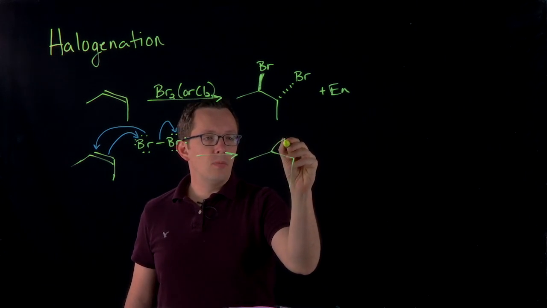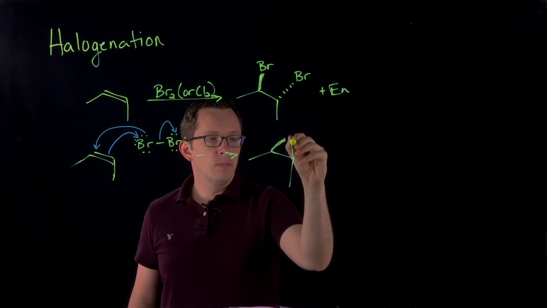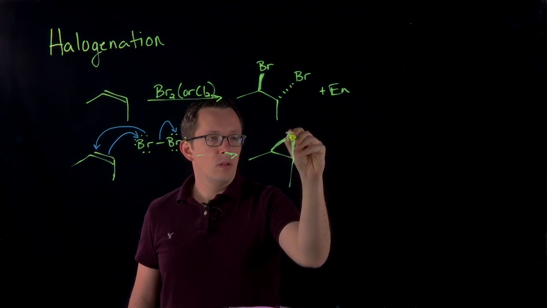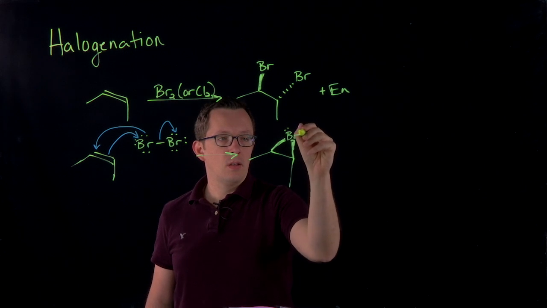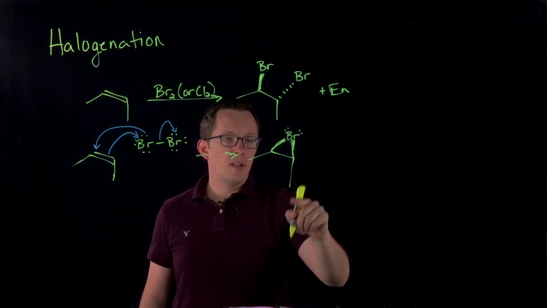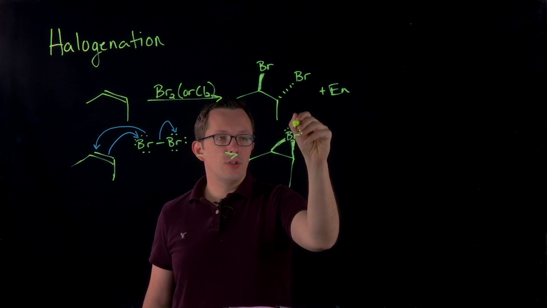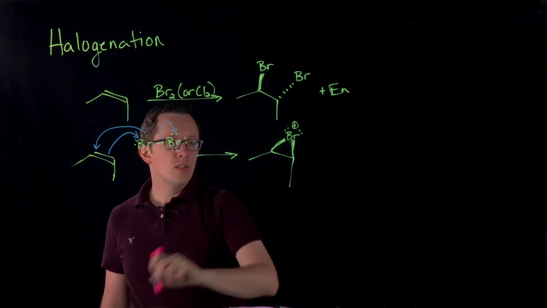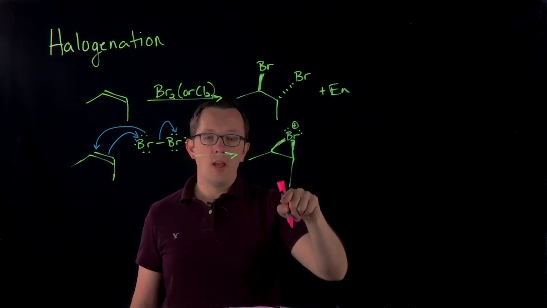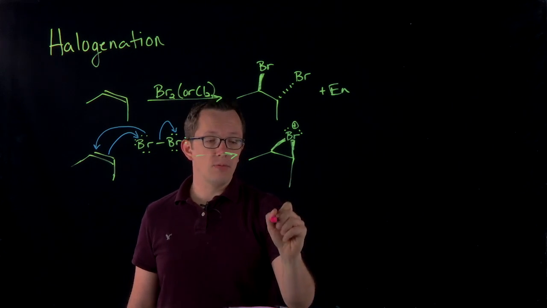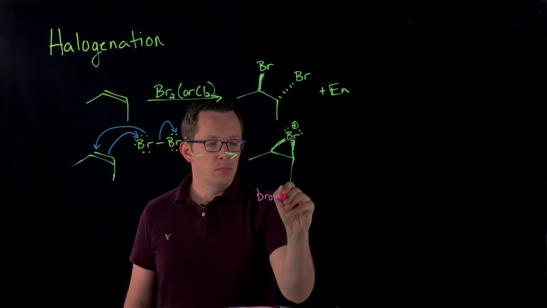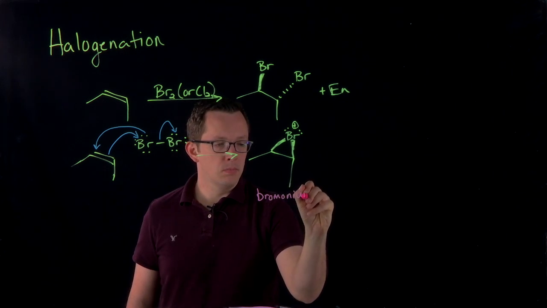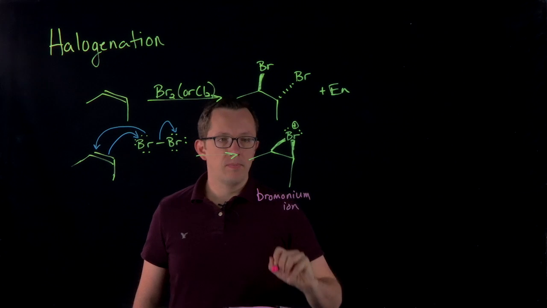So we're going to get an intermediate where we have a three-membered ring, and one of the components of that three-membered ring is a bromine atom, and that bromine atom is going to be positively charged. Right? So this intermediate here, where we have a positively charged halogen atom in a three-membered ring, is going to be called a bromonium ion.